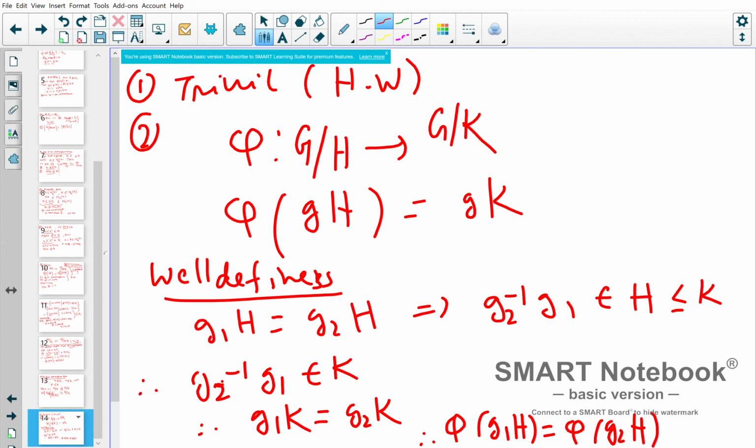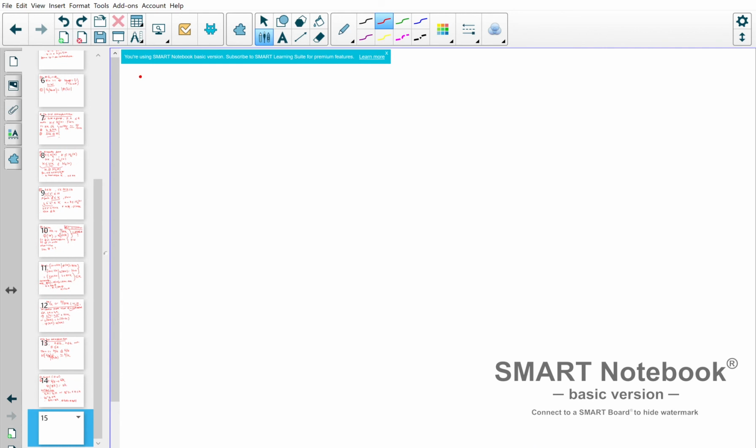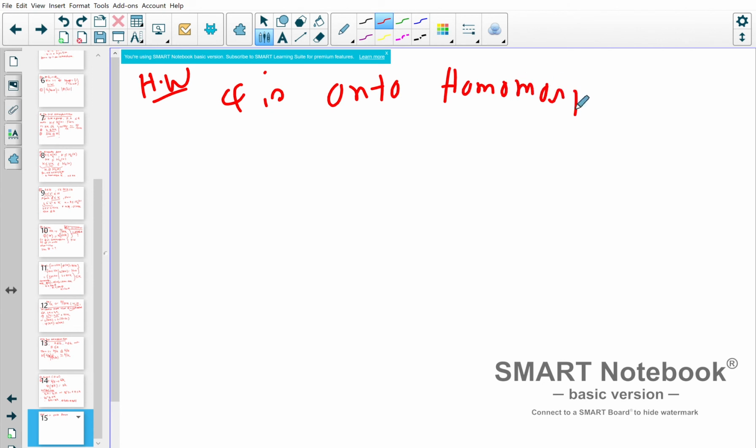Done. Now again the trivial thing you can check as homework. Check that phi is onto and a homomorphism. This you can check easily. Now again we need to find out the kernel. So now the important part is what is the kernel of phi.